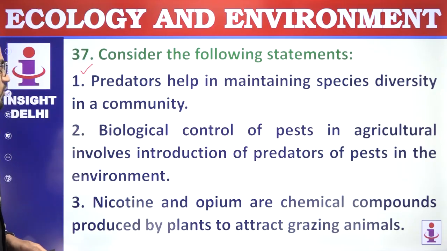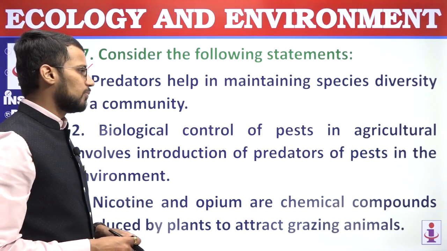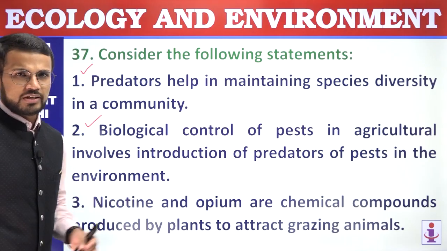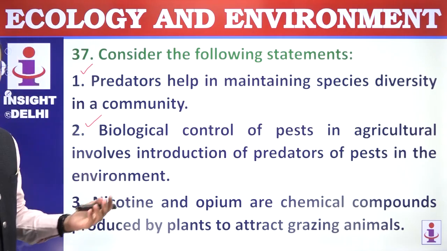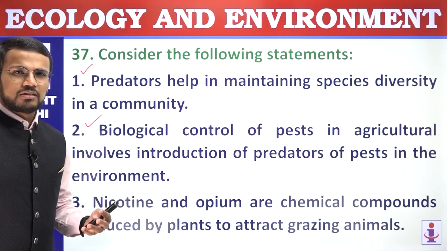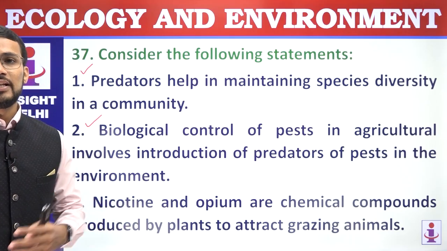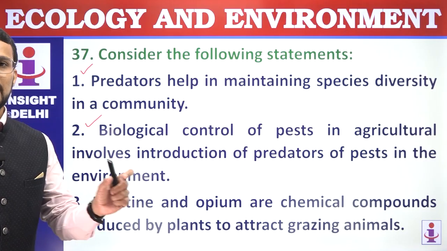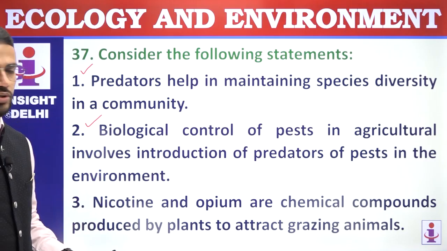Second, biological control of pests in agriculture involves introduction of predators of pests in the environment, right? So that is also a correct statement, because sometimes certain predators are introduced in the agriculture ecosystem so that they can take care of the pest that is harming the crop ecosystem.